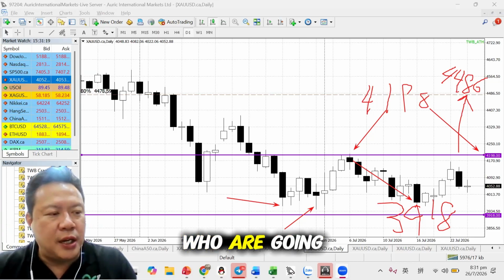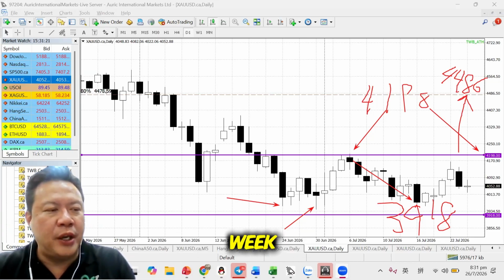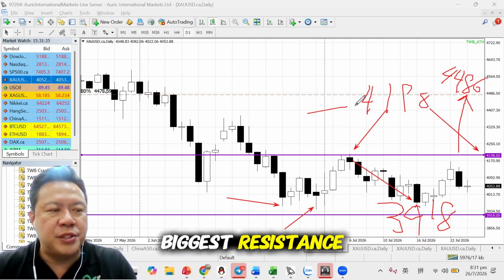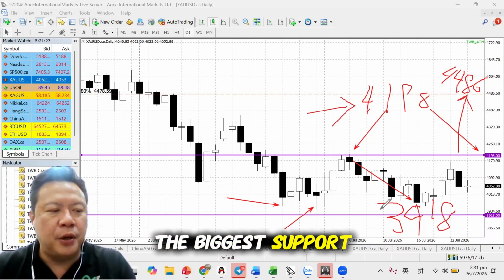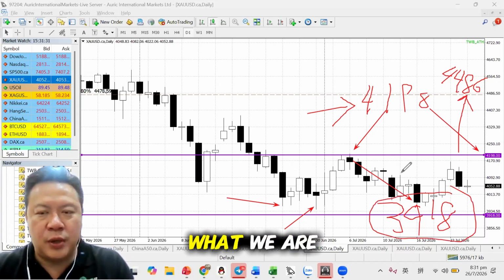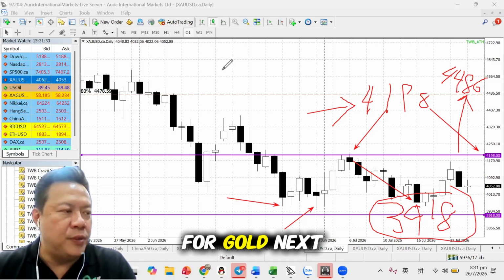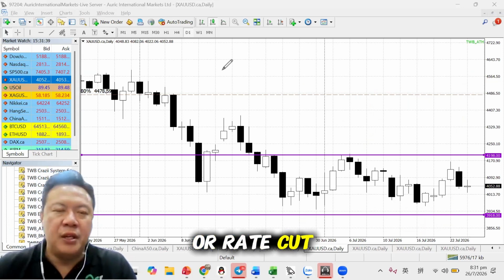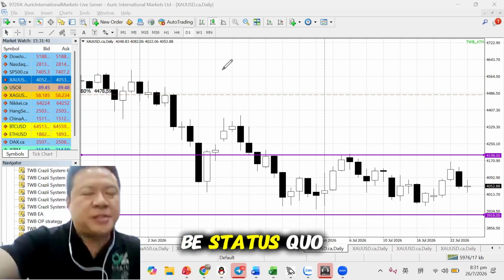For those who are going to look at gold in the coming week, take note: 4198 will be the biggest resistance. The biggest support will be 3918. So that is what we're looking out for in gold next week. Now, next week, most likely at the FOMC meeting, there will be no rate hike or rate cut. It will just be status quo.